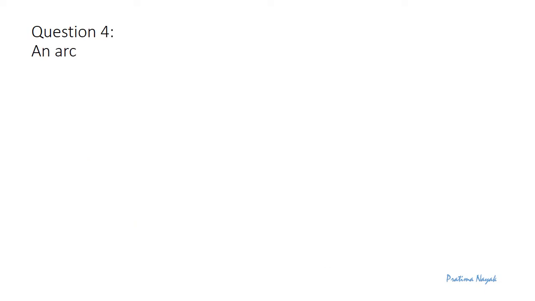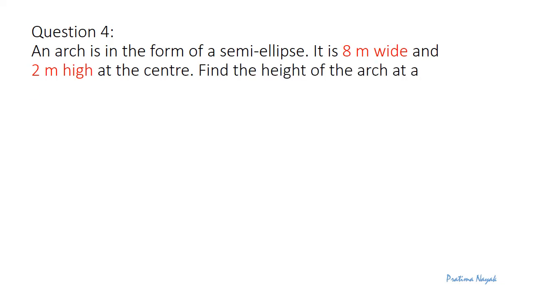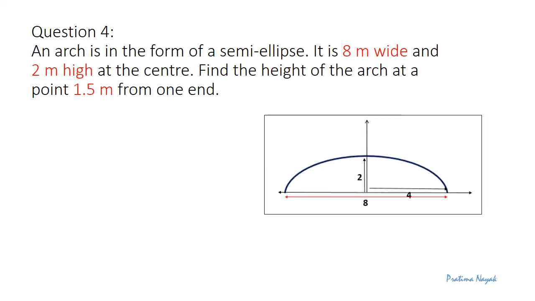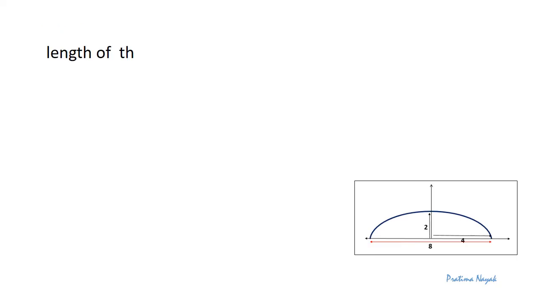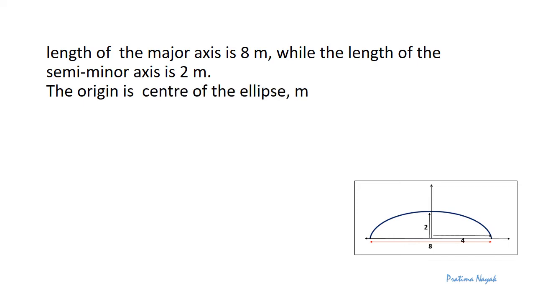Question 4. An arch is in the form of a semi-ellipse. It is 8 meter wide and 2 meter high at the center. Find the height of the arch at the point 1.5 meter from the end. The length of the major axis is 8 meter, while the length of the semi-minor axis is 2 meter. The origin is the center of the ellipse, while the major axis is taken along the x-axis.